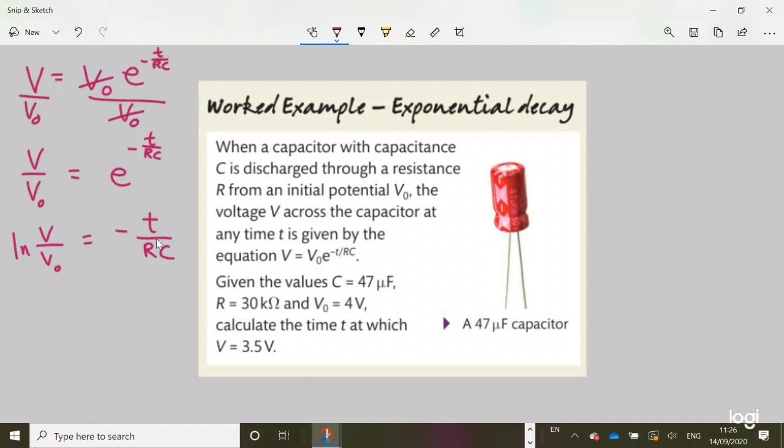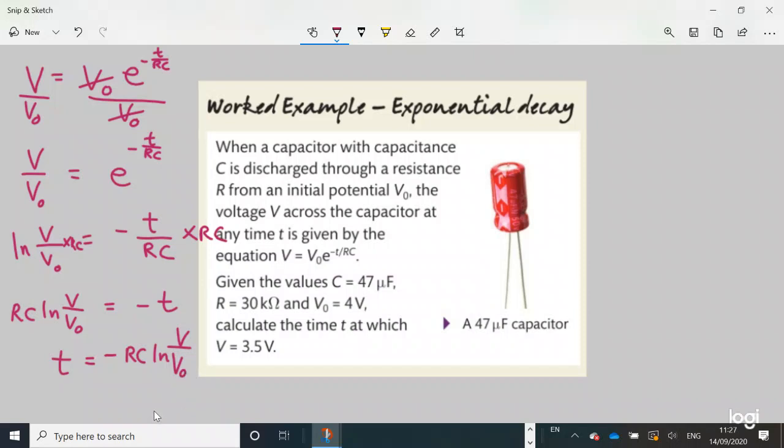And now we can get rid of the RC term. We can treat RC as one single letter. So if I divide by RC, the opposite would be times both sides by RC. So I times this side by RC, I must times this side by RC. Therefore RC ln V over V naught is equal to minus t. So in other words, I can throw the minus to the other side. So t is equal to negative RC ln V over V naught. Finished.